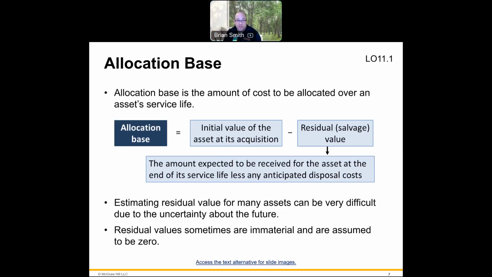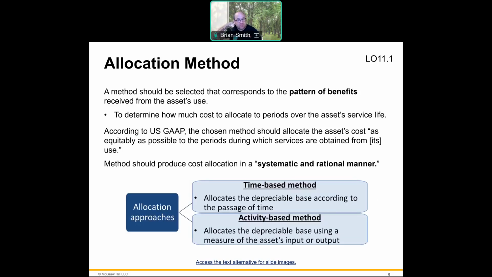The allocation base, again, is typically going to be the initial cost, whatever we paid for it, minus its salvage value. And again, remember, this is an estimate, the salvage value. We don't really know what we're going to get in 5 years for whatever it is. So it's going to be our best guess. The allocation method, again, represents the type of method we're going to use. Time-based is going to be based on the passage of time, and activity-based means the number of usage of that asset.